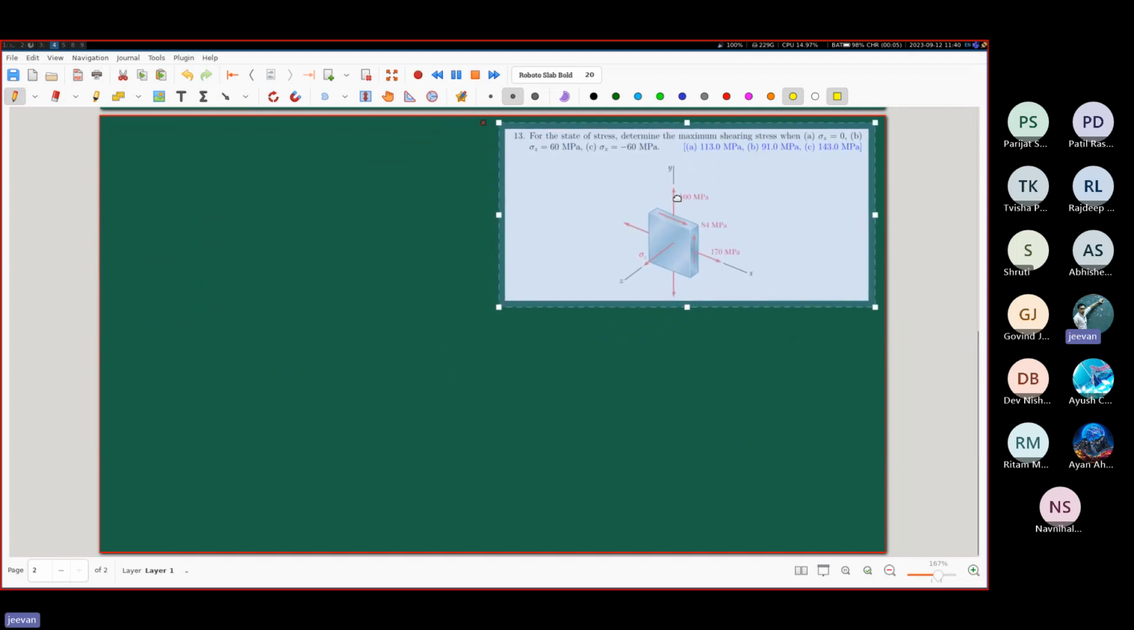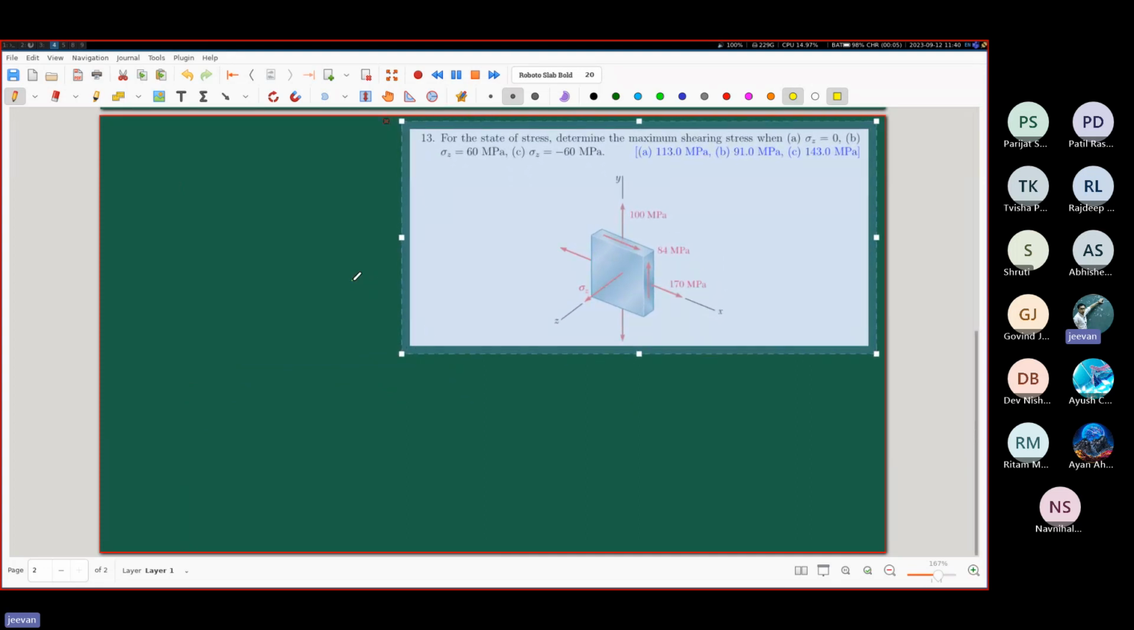I hope this is visible. For the state of stress, as shown in the picture, determine the maximum shearing stress when we have these three different cases of sigma z. Now, this is just for illustration purposes, but what is the concept here?